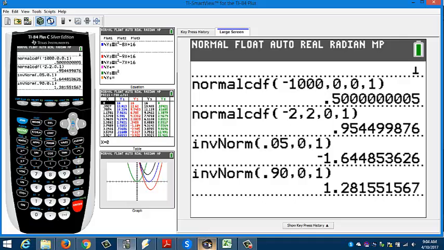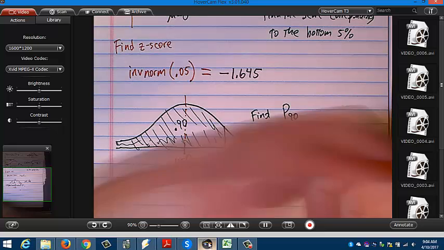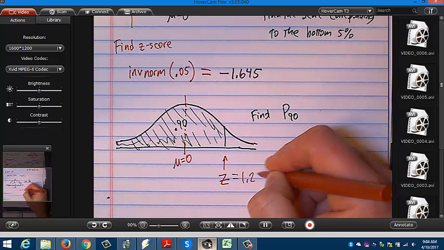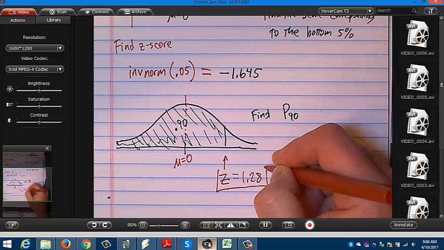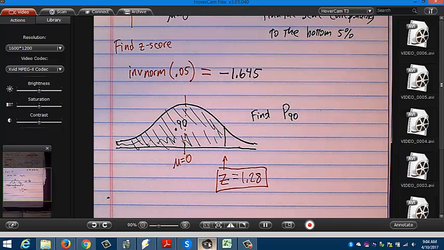So on the picture, that's the answer, right? Z equals 1.28. So if you had a bone density higher than 1.28, then you are in the top 10% of bone density scores. That's what that means. Okay. So z-scores tell you how far away you are from the center, from the mean.